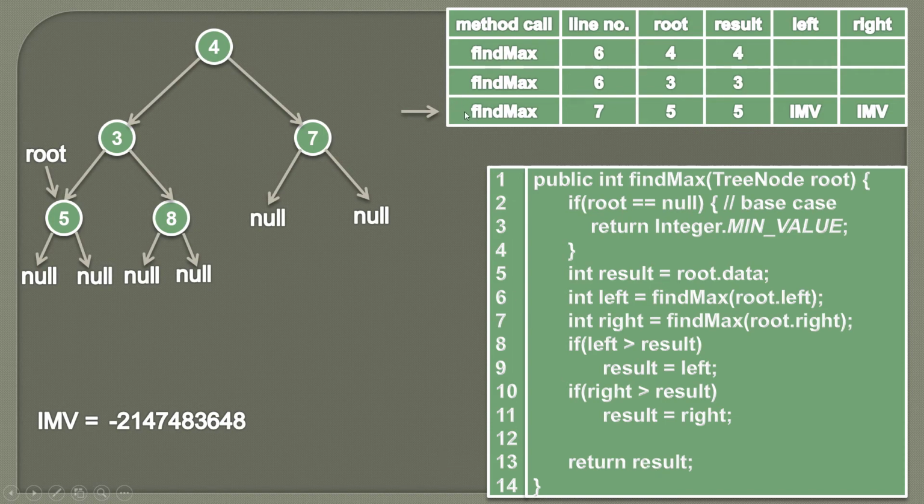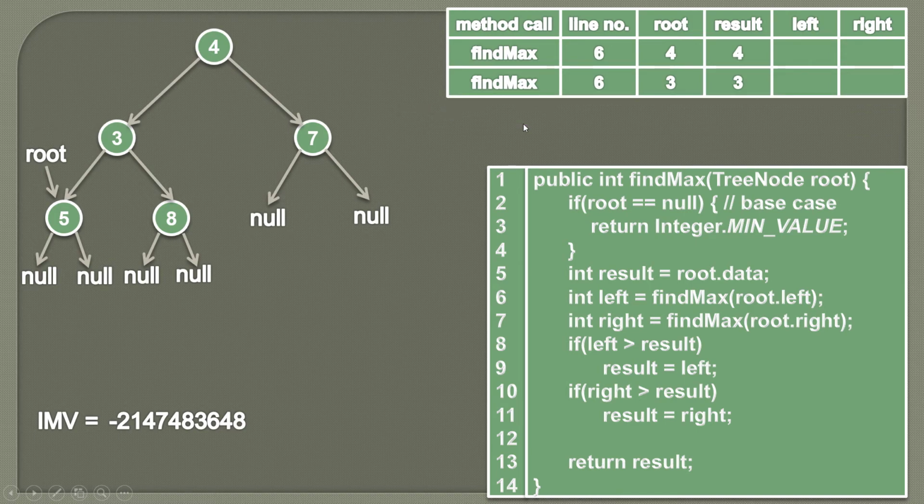So this method will be removed from the call stack. The execution point will reach here, and we know that we have left this findMax method at line number 6. So we'll start execution from line number 6. This findMax returned the value as 5. So this 5 will be stored in the left variable here. And when we left this findMax method, root was pointing to 3. So now root will point to 3.